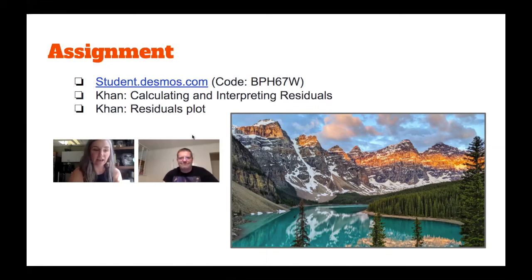The two Khan Academies and this picture, which is where I should have been two weeks ago, but couldn't go because Canada said no to Americans during this pandemic. But isn't it beautiful? Banff National Park.